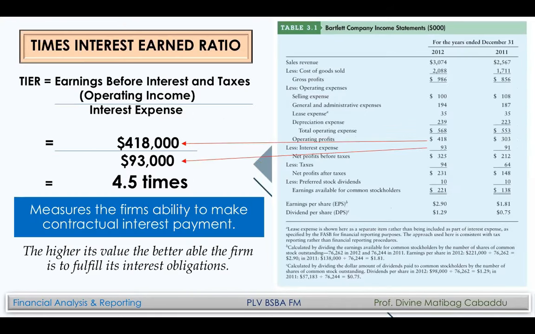Let's proceed to times interest earned ratio. The formula is earnings before interest and taxes, also known as your operating income. Okay, EBIT or operating income divided by your interest expense. Okay, as you can see here, the operating profits of Bartlett Company is 418,000 and the interest expense is 93,000. So that means to say Bartlett Company can pay its interest expenses 4.5 times using its operating profit. Kaya ba magbayad ni Bartlett Company ng interest expense gamit ang operating profit? Definitely yes. In fact, for every 1 peso of interest expense, meron siyang 4 pesos and 50 centavos na pambayad ng interest. So the higher your times interest earned ratio, the better.